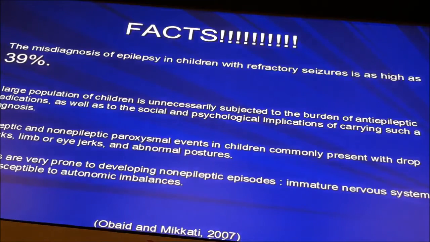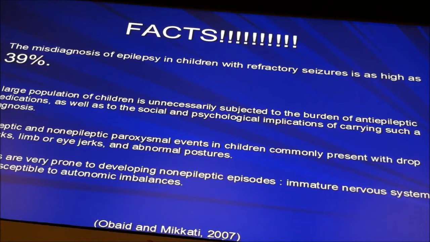Now, facts. Misdiagnosis in epilepsy in kids: 39% of refractory epilepsy is misdiagnosed. A large population is subjected to unneeded medication with the stigma of the disease. Epileptic and non-epileptic events in children commonly present with drop attacks, limpness or eye jerks, and abnormal posture.